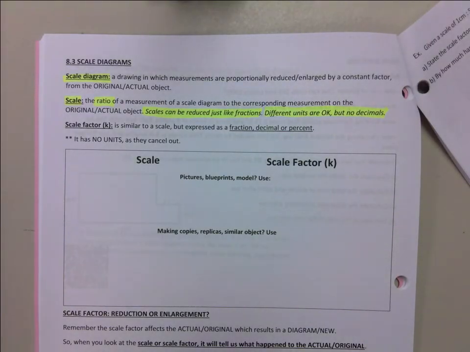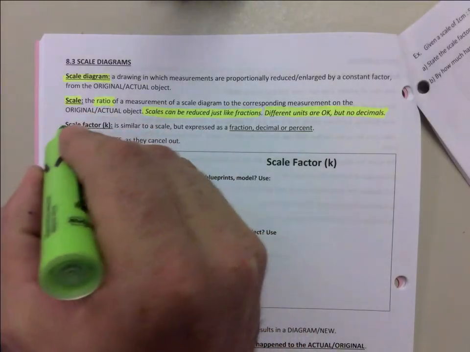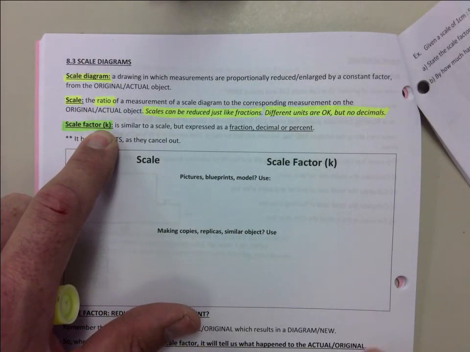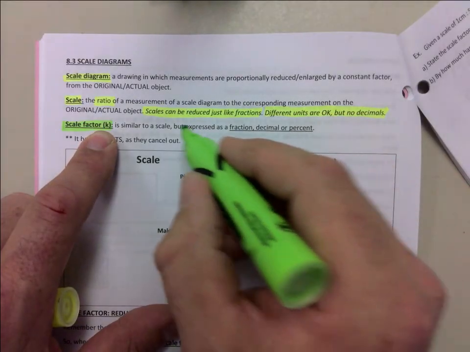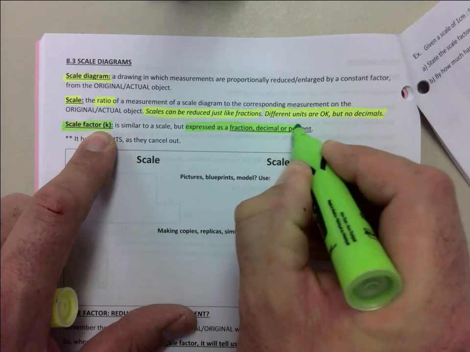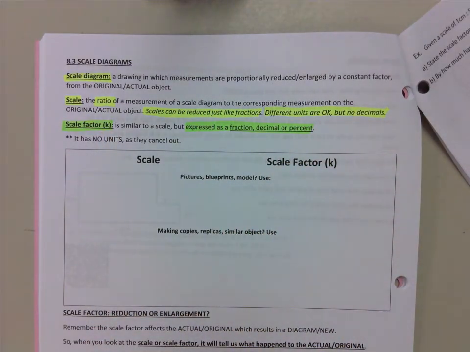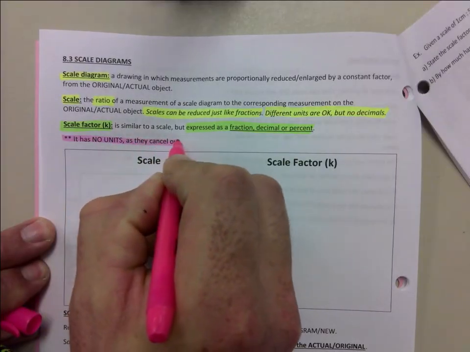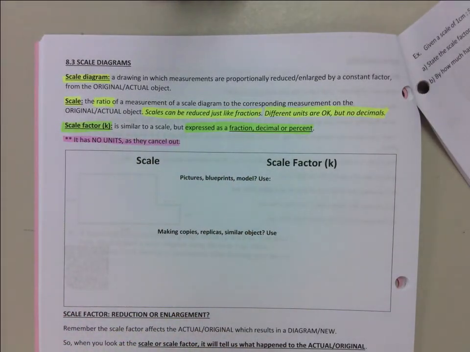And then scale factor, I'll give it a different highlighter, page 21. Scale factor, K. So K is the letter we use for scale factor. It can be expressed in three formats: fraction, decimal, or percent. Okay? And this is the important one right here. If you have another color, it's very important to remember. If the question asks you to state the scale factor, you want to make sure there are no units left over. Is everybody back? No units left over. All right.